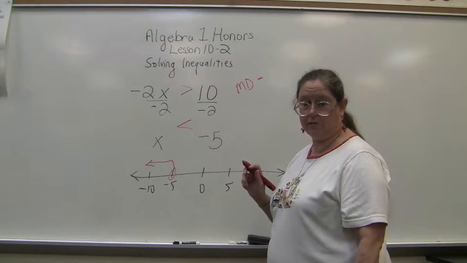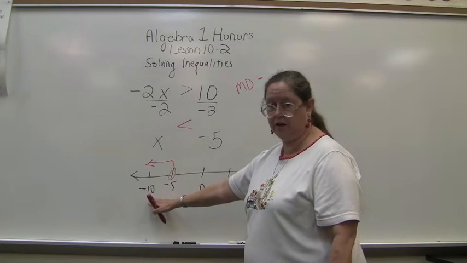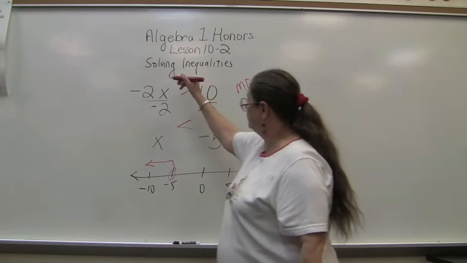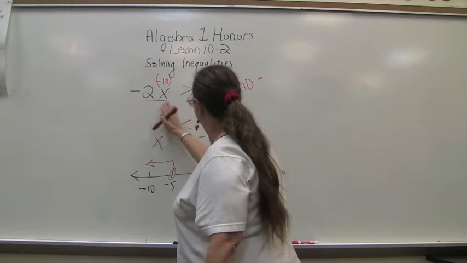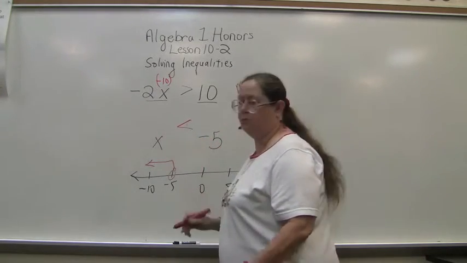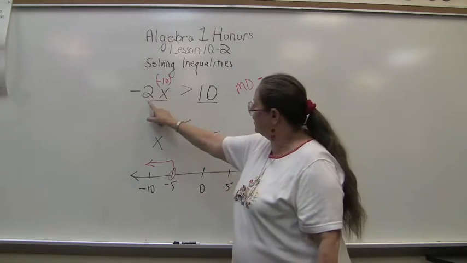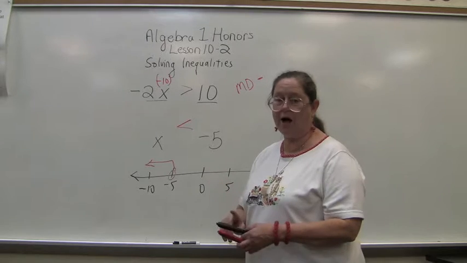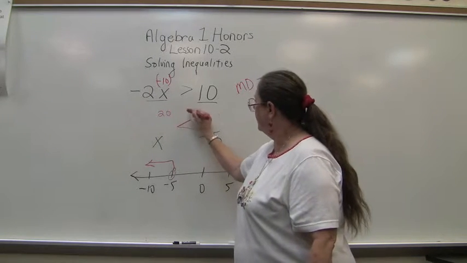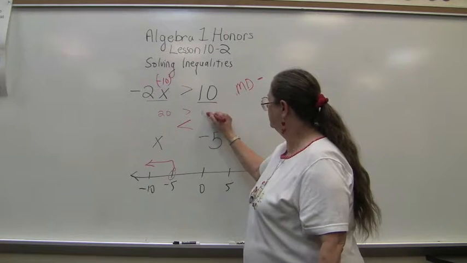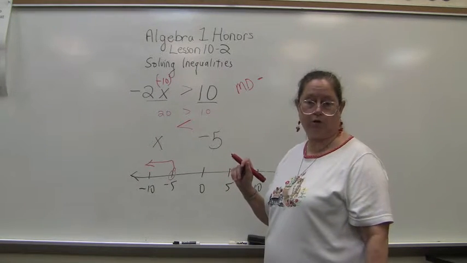Okay, now let's check it and make sure that works. Let's take negative 10 and put negative 10 in up here. If I put in negative 10, I get negative 2 times negative 10 is positive 20. And that is greater than positive 10, so it works.